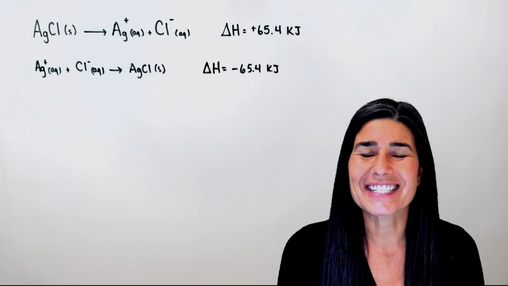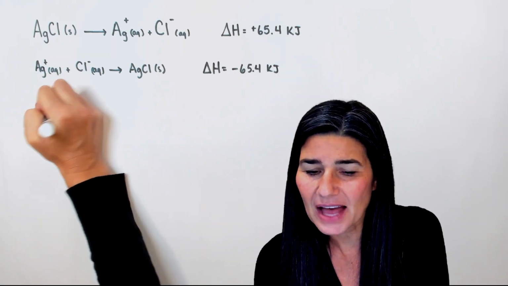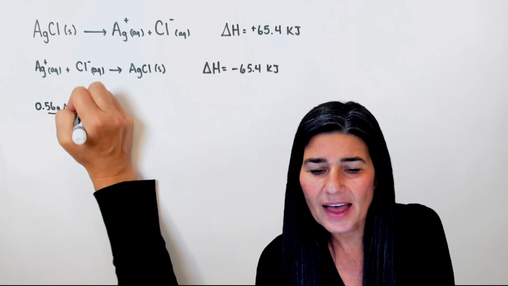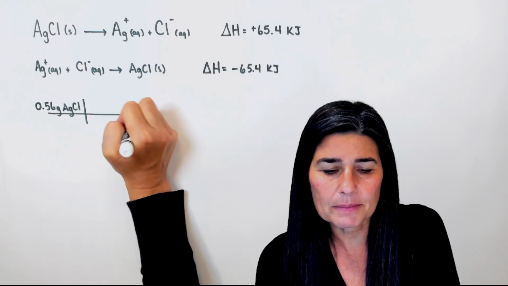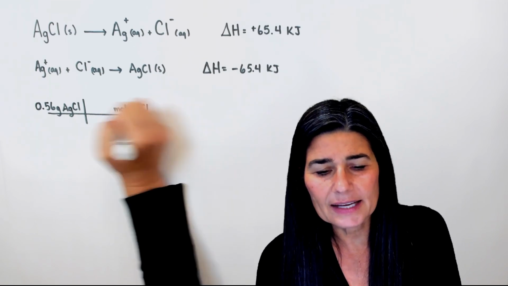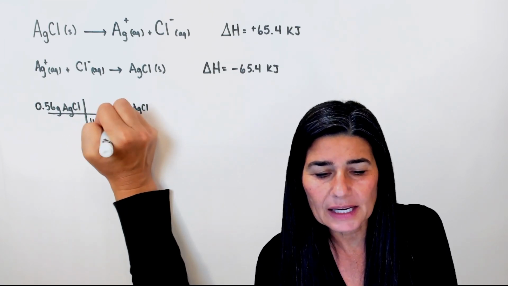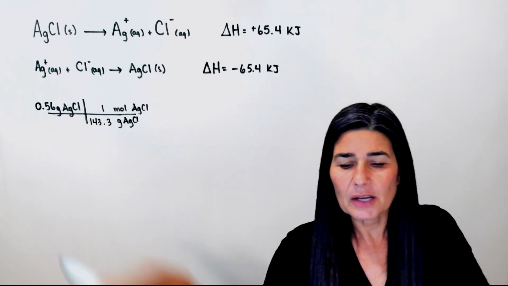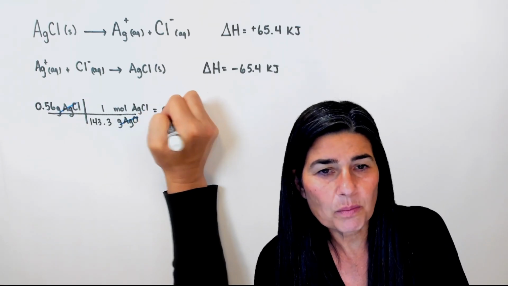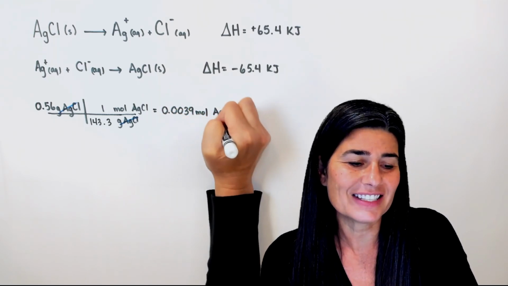We want to first change that 0.56 grams into moles. So we have 0.56 grams of AgCl. We're going to get rid of grams, putting it on the bottom here, and go to moles of that silver chloride. 1 mole of silver chloride has a molar mass of 143.3 grams. My grams go away, and what I end up with is 0.0039 moles of AgCl.